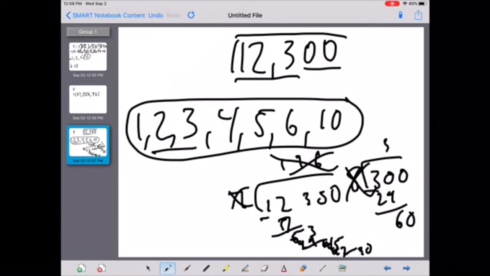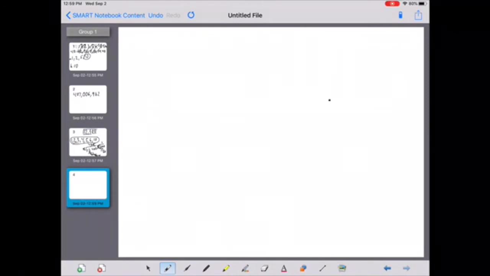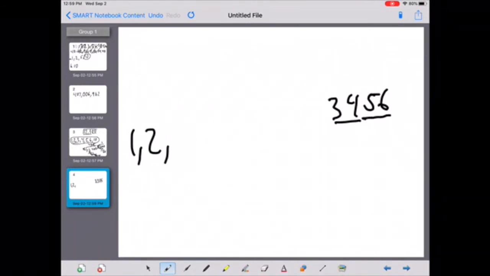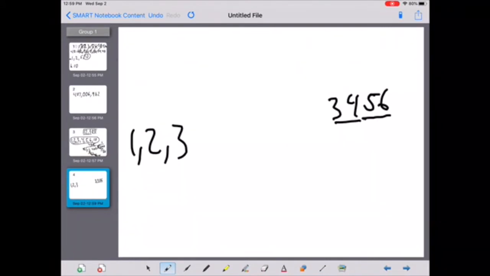Number 7. It says the number 3,456 is divisible by which single-digit numbers? So same problem that we just did. This time we're doing 3,456. So I'm writing over here 3,456. 1 goes into all of them. It's even, so 2 goes into it. 3 plus 4 is 7. Plus 5 is 12. Plus 6 is 18. 3 goes into 18, so 3 goes into this one.